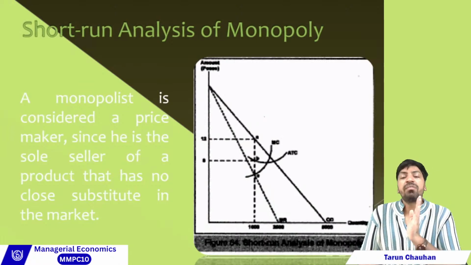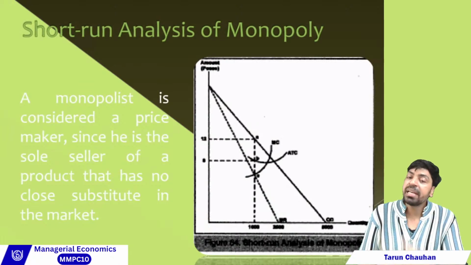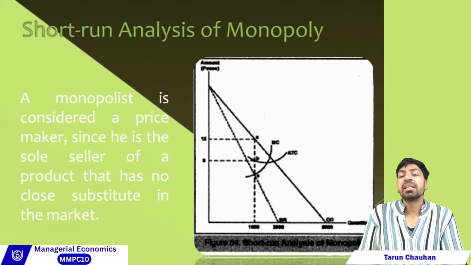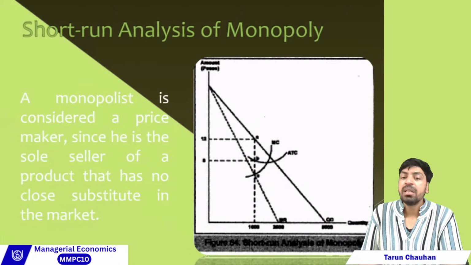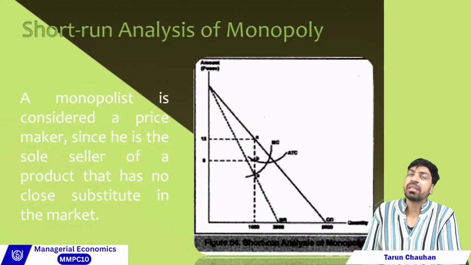Why has the particular price been increased from, you can say, 8 to 12? Because the quantity has declined, and when the quantity has declined, the price just increases from 8 to 12. So that's a particular conceptual framework in the short run.